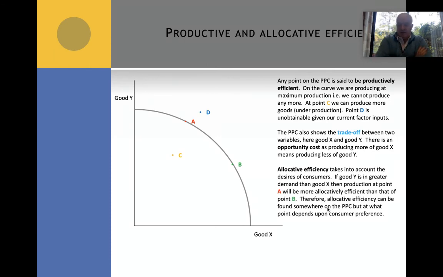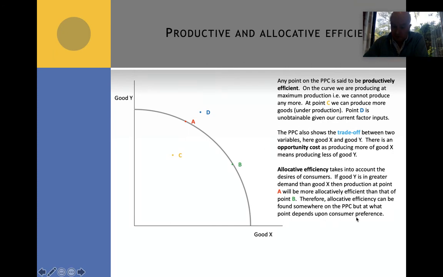Now, if we take this principle of allocative efficiency, one of the main differences between productive and allocative efficiency is when we're trying to take into account the desires of consumers. In this example, if we take good Y, and that is the one that is in greater demand than good X, then the point at which we are being more allocatively efficient would be the point at which we are actually producing more of good Y, because there's greater demand for that. So at point A, we would be being more allocatively efficient.